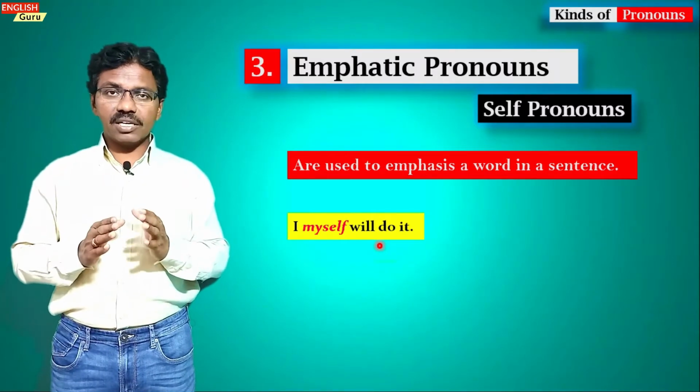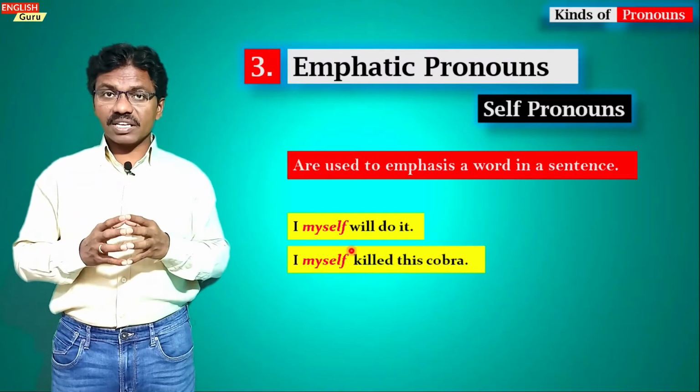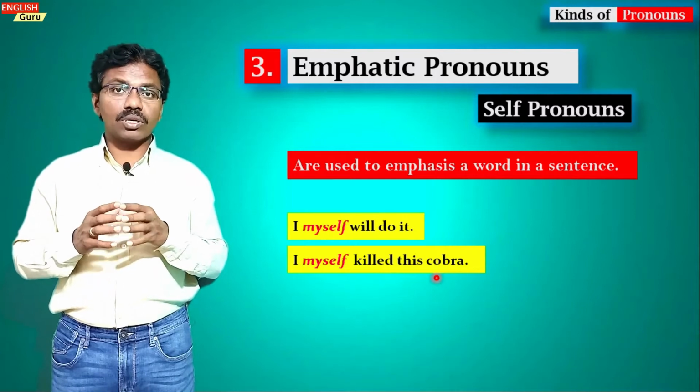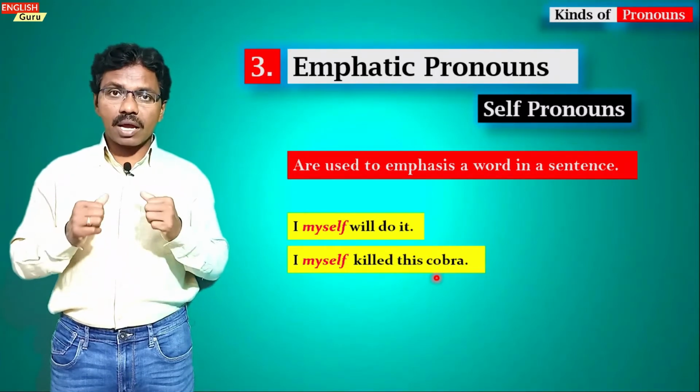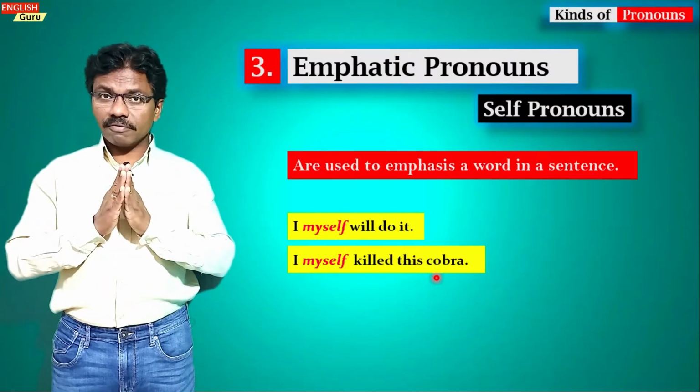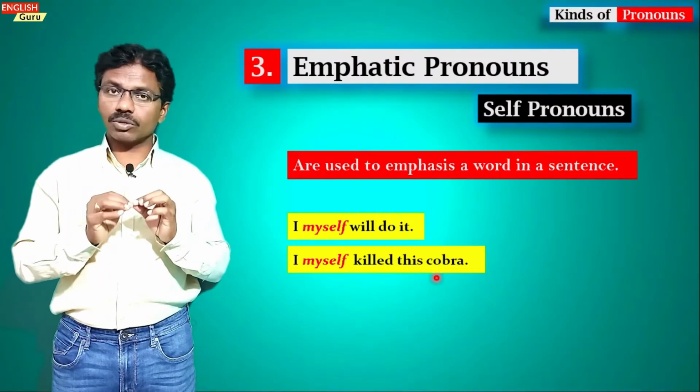I myself killed this cobra. So myself is emphasizing that no other killed, I myself. So none of the other fellows killed. I myself killed the cobra. So myself is an emphatic pronoun because we are emphasizing the particular act, work.